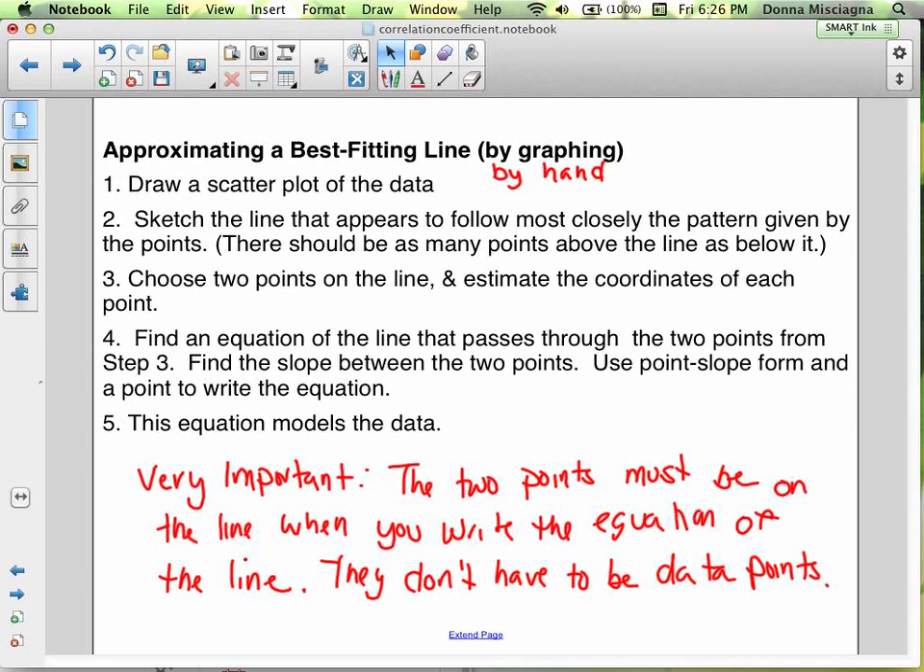I have the "very important" note in your notes already. The very important thing is the 2 points must be on the line when you write the equation of the data. They don't have to be data points. Do not choose 2 points near the line just because they're data points if they're not on the line. It does not matter whether or not they were actually data points, but the points have to be on the line.